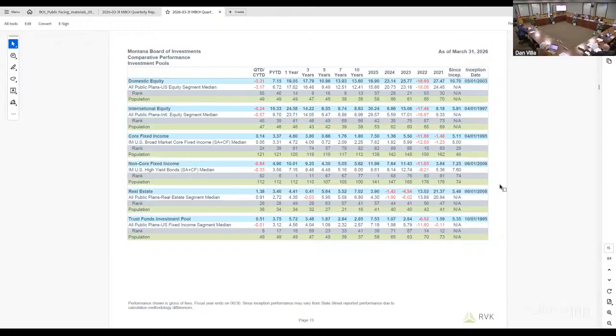International equity, you can look at that comparison. Generally above median with longer periods a bit below median, but even though you've been behind your benchmark, you've been ahead of your peers. This is showing you peers are struggling with their active managers too.